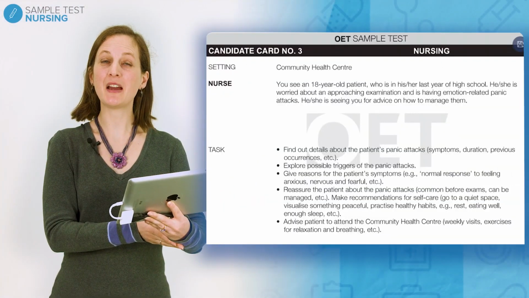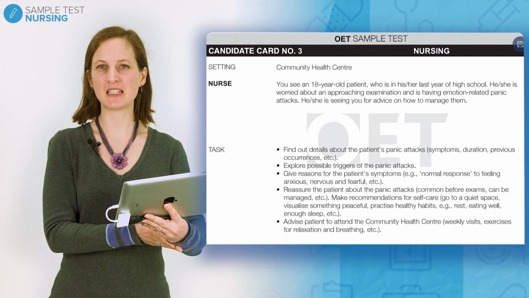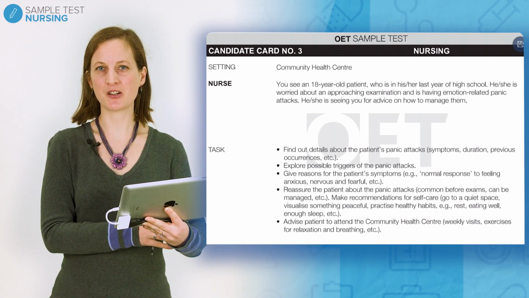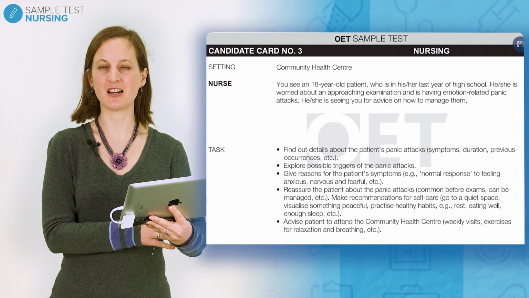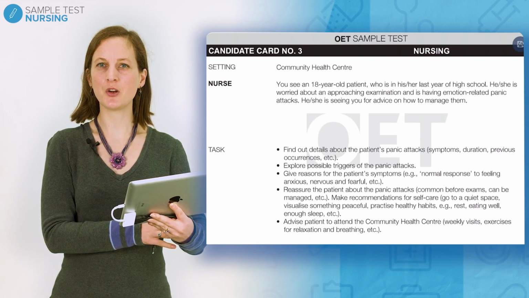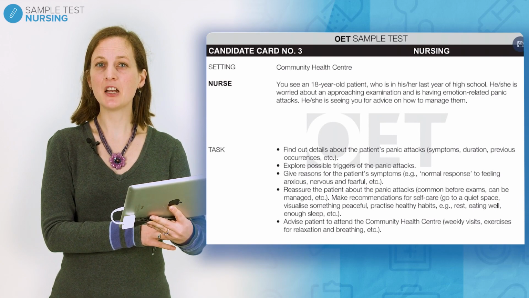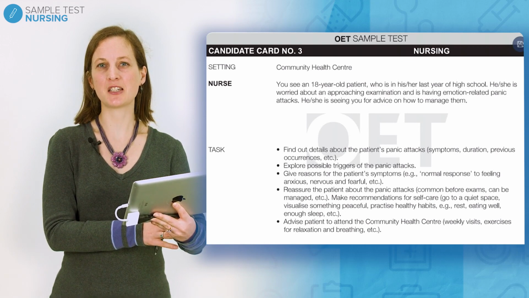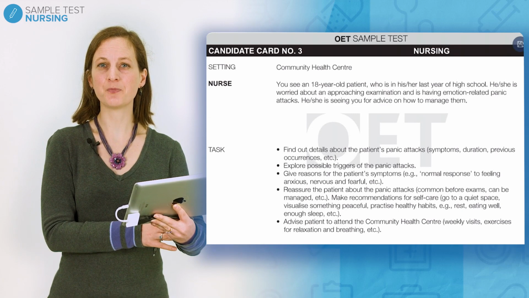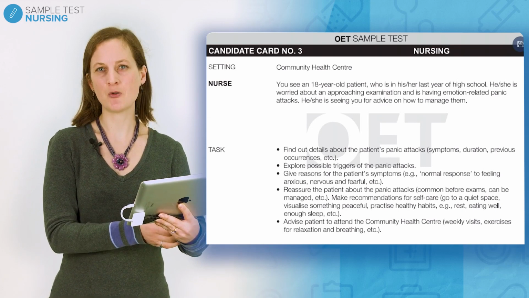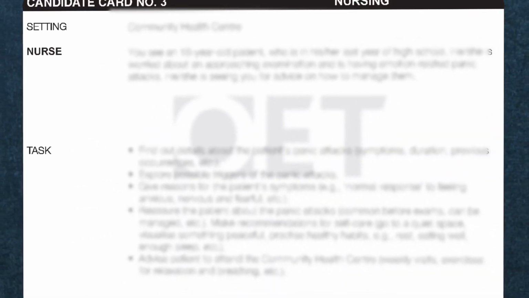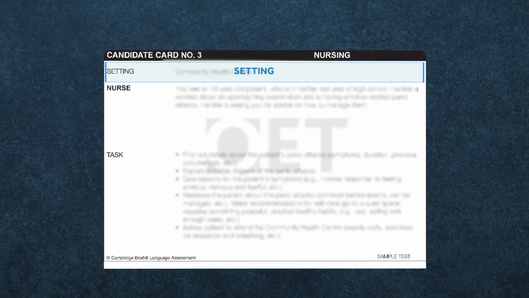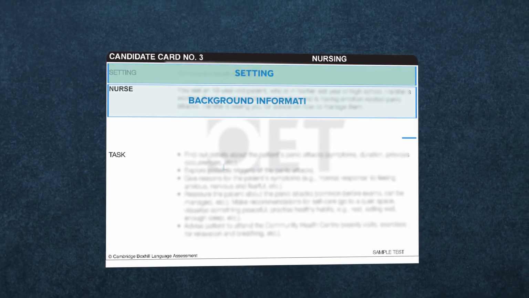Before each role play, you have 3 minutes to prepare for the conversation using the role card. Remember that you can ask the interlocutor questions during the preparation time. If there is a word you don't know the meaning of or how to pronounce, you can ask this during the preparation time, and if the interlocutor knows the answer, they can tell you. Let's look at a nursing role card in more detail. There are three sections to the card: the setting, the background information, and the list of tasks.